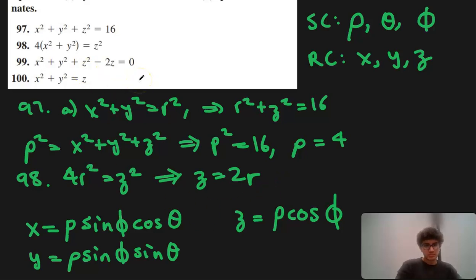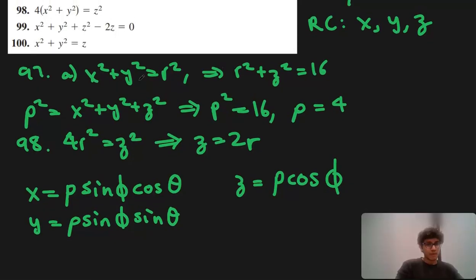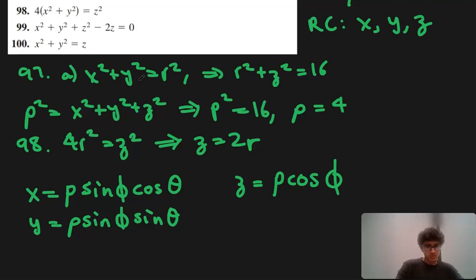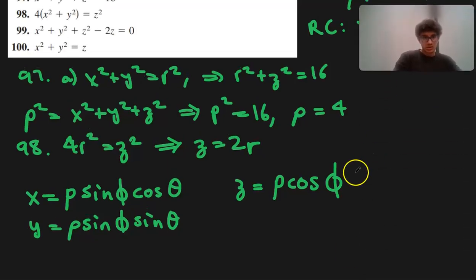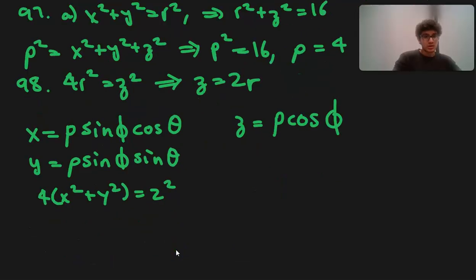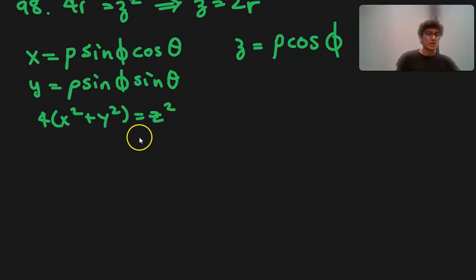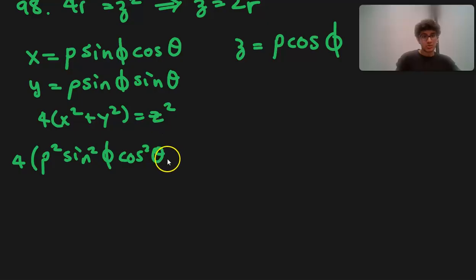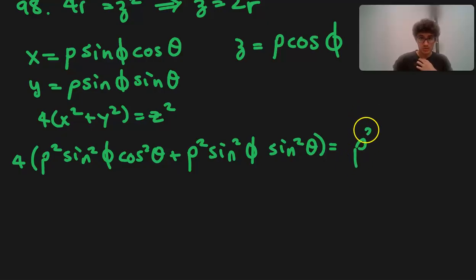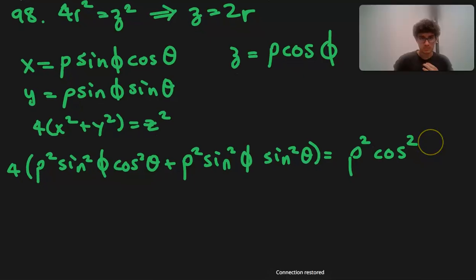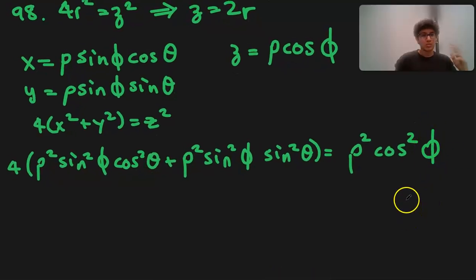Right, so this is what we have. Let's just go ahead and plug this in and see what we get. So 4 times x squared plus y squared equals z squared. I'm going to rewrite it because I'm going to be going off screen now. It looks a little messy, so I'll draw a line there. Okay, x squared, so we'll keep the 4 out. x squared would be rho squared sine squared phi cosine squared theta. And then y squared would be rho squared again sine squared phi, and now not cosine squared theta, but sine squared theta. And what would z squared be? z squared would just be rho squared cosine squared phi.